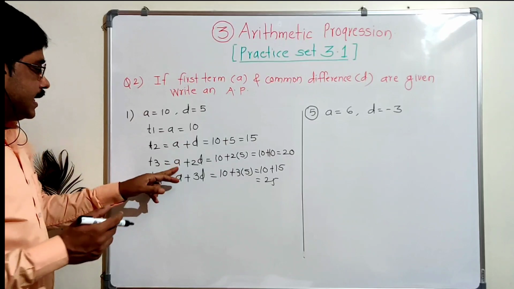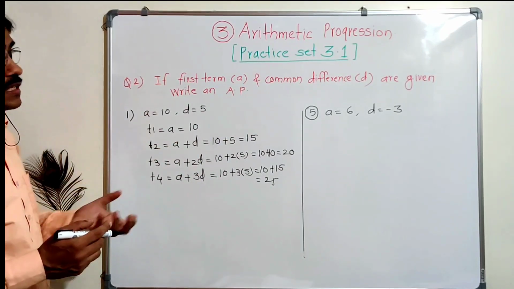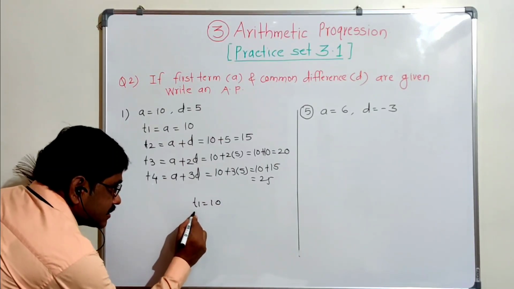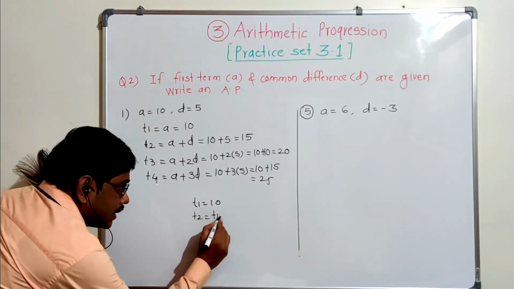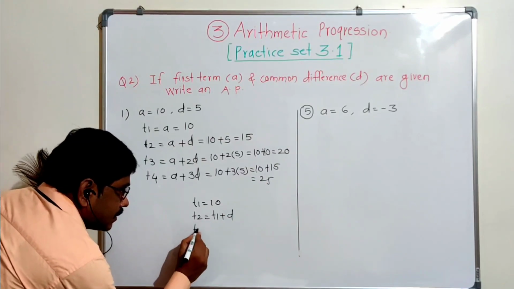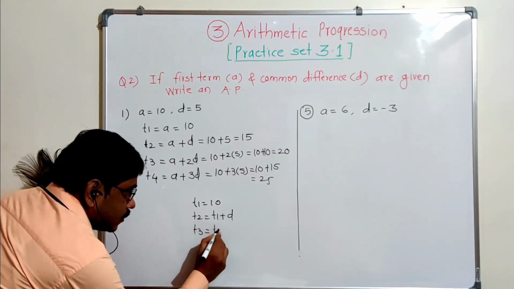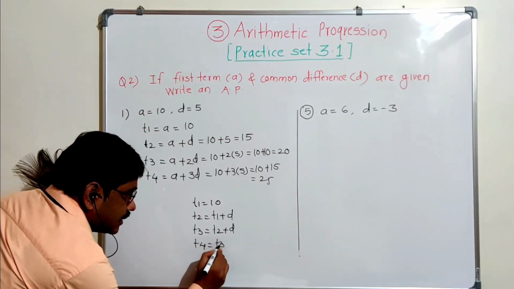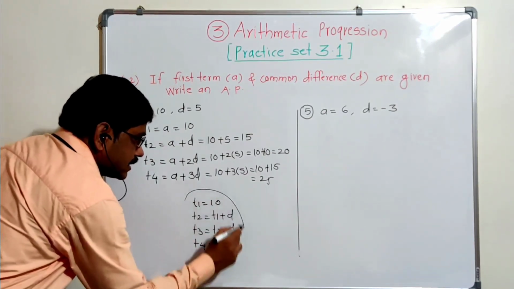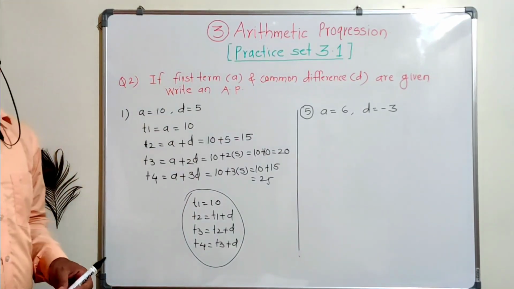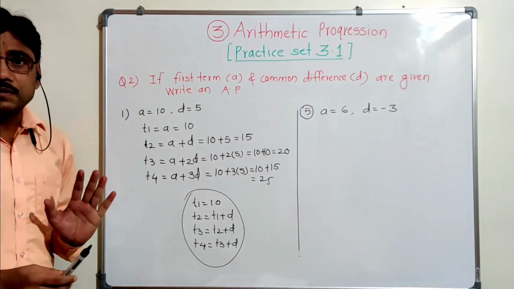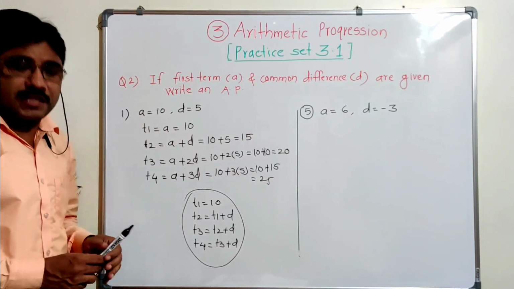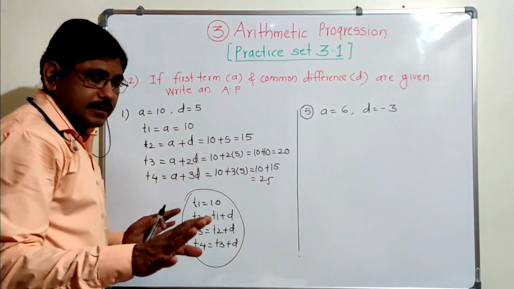T3 is T2 plus D, so we can use this method also. Here we get T1 is equal to 10. The next term is T2, T1 plus D. T3 is equal to T2 plus D. And T4 is equal to T3 plus D. So using this method again, we can find these 4 terms. So either use this one or this one. You can use any method. Both the methods are correct.